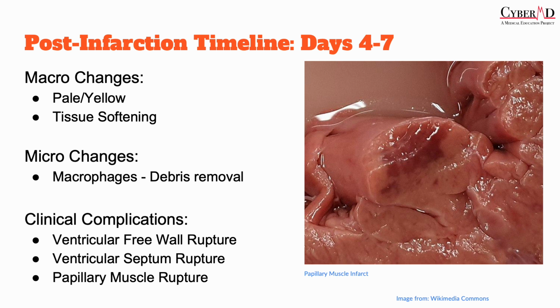With regards to clinical complications, there's significant changes in what our patients are at risk for during this time frame. There's an increased risk of ventricular free wall rupture, which is a rupture or tear in the free wall of the left ventricle, and remember that's the main pumping chamber of the heart. The rupture can result in the sudden escape of blood from the left ventricle into the pericardial space, leading to cardiac tamponade, which is a condition where the accumulating blood compresses the heart and impairs its ability to pump effectively.